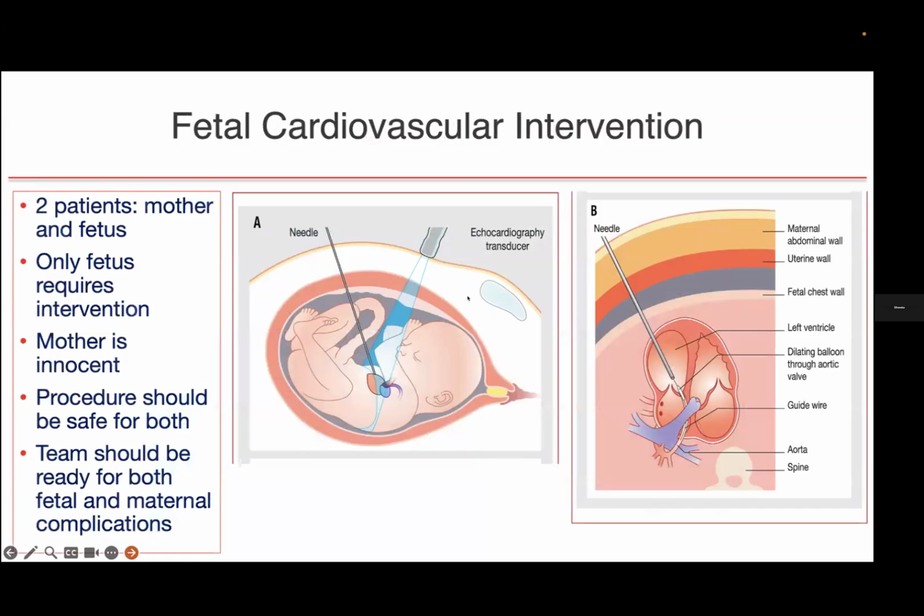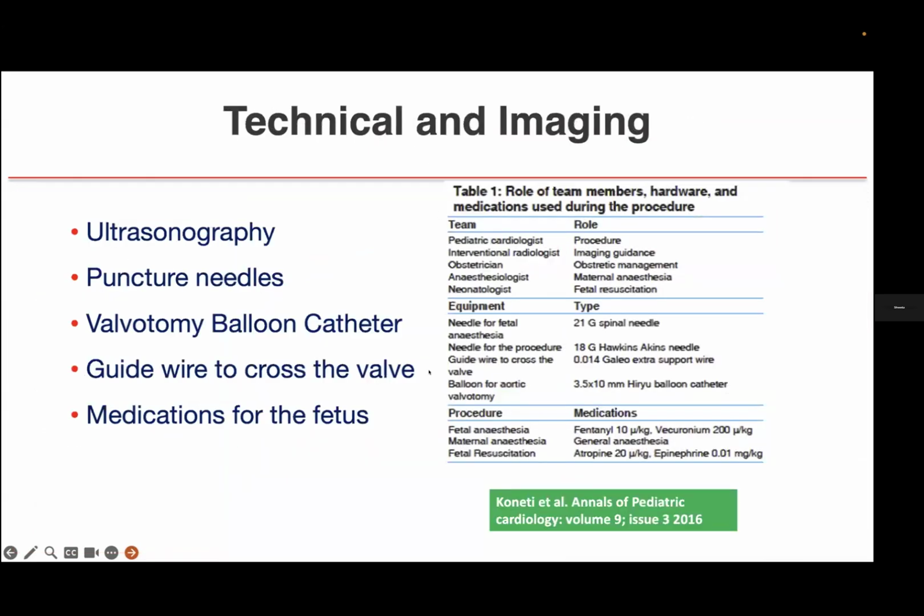Before assessing the case, we should remember that there are two patients, and we are going to give the fetal therapy, but the mother is innocent. So the procedure should be very safe to both the candidates, and all the safety measures should be taken before going ahead with the procedure. So these are the technical and imaging things that we need to keep ready.